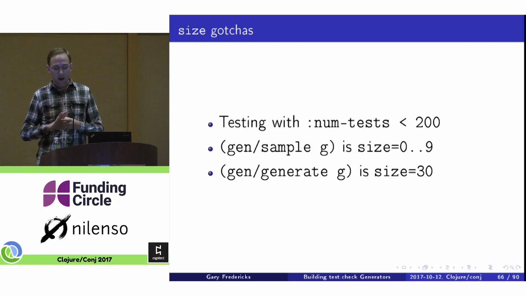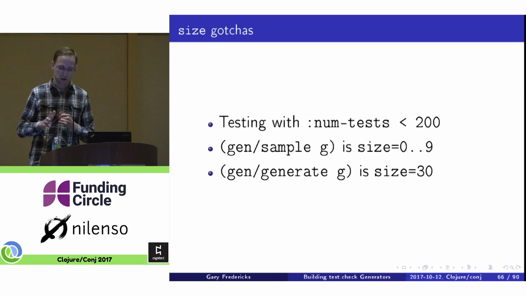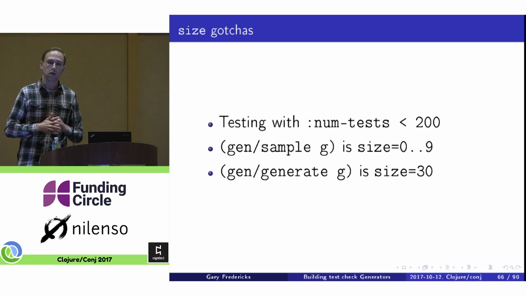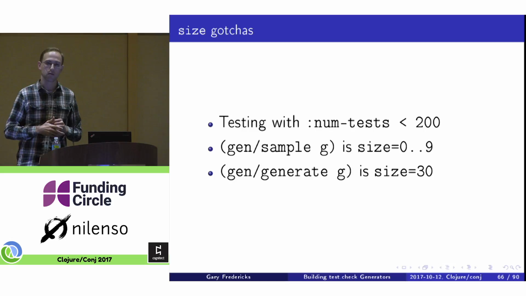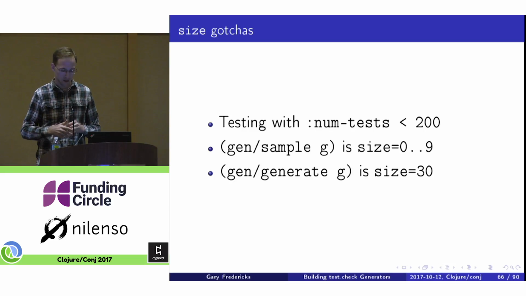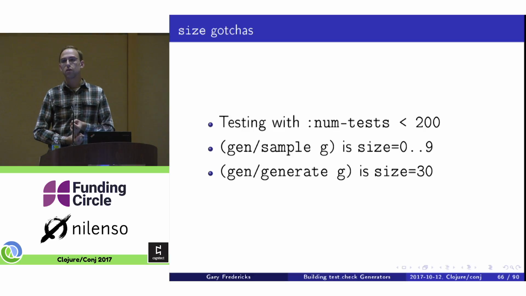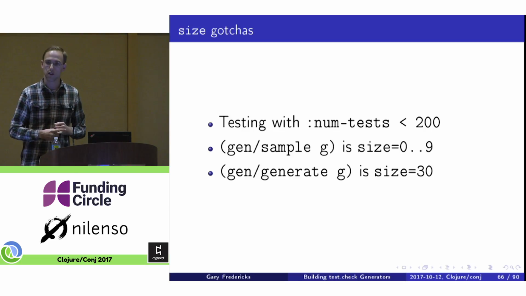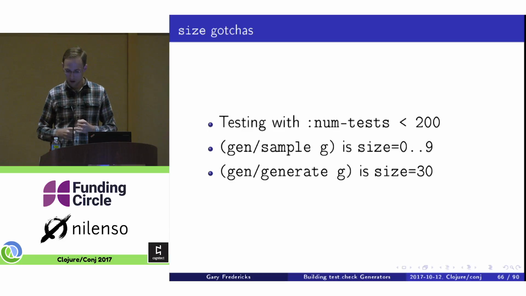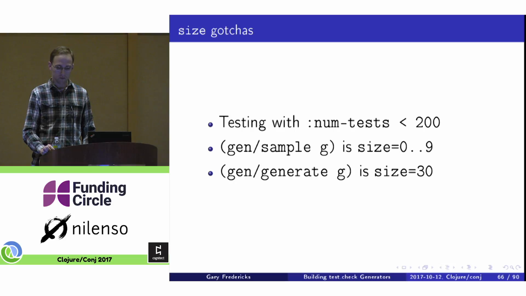But before we get into that, the way size is used here has a few gotchas that I want to highlight. One is that if you are running less than 200 trials in your test, then you might not be testing with as large of values as you thought you were. Another is the sample function. When you call sample, you are getting values that are sized from 0 to 9. So if they look small, it's because they're supposed to be. And that's not necessarily what's being tested most of the time. And the generate function uses a default size of 30.